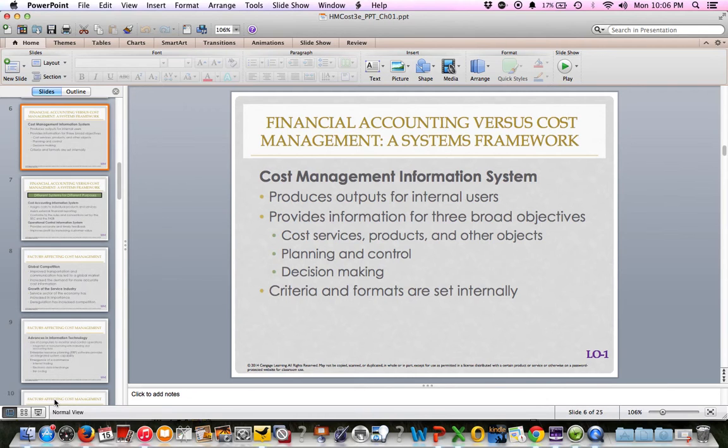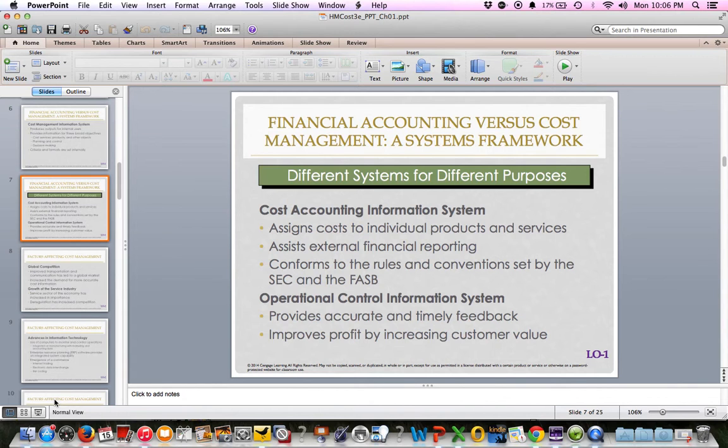But just know that there are three broad categories here. We can take costs and allocate them to services, products, or objects. We can use cost management information for planning and control. Think about budgeting and making strategy decisions, which is the last one.